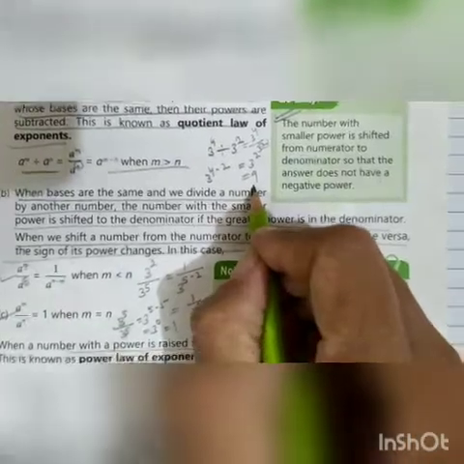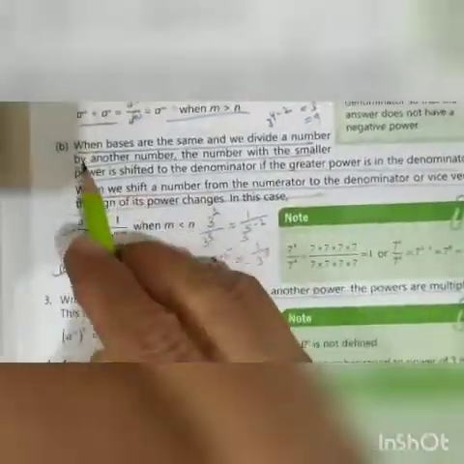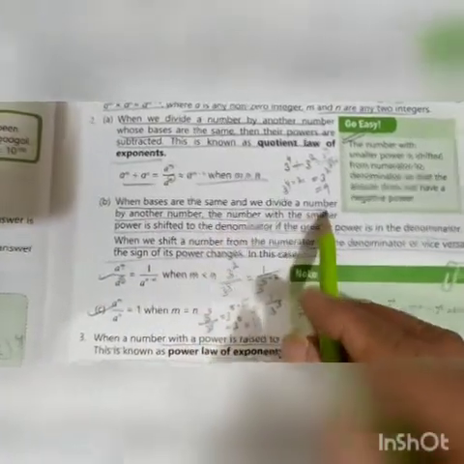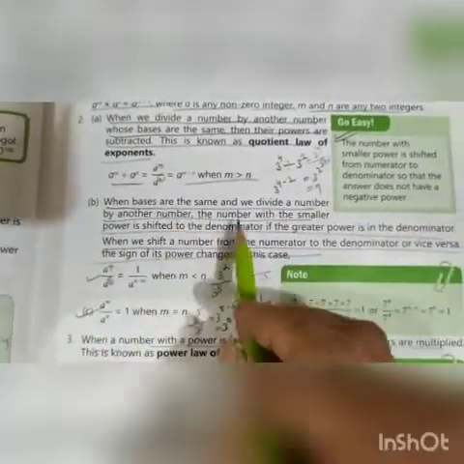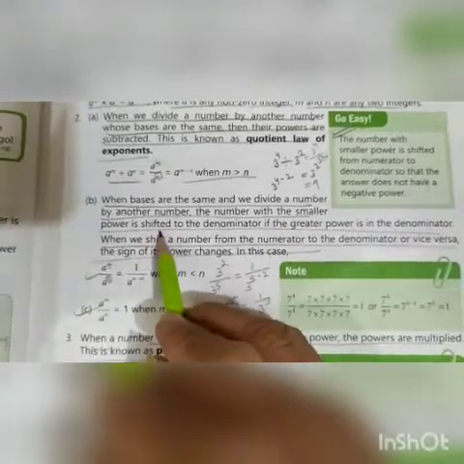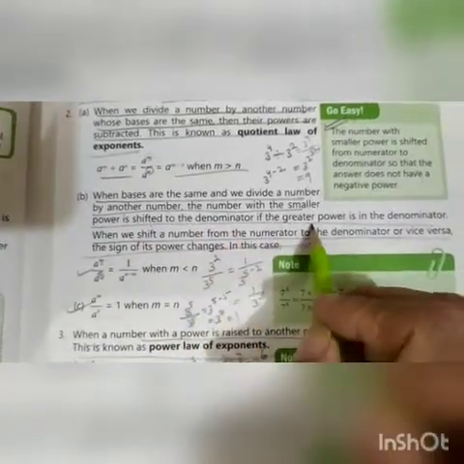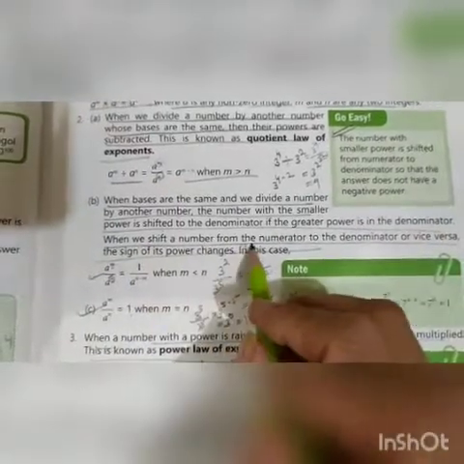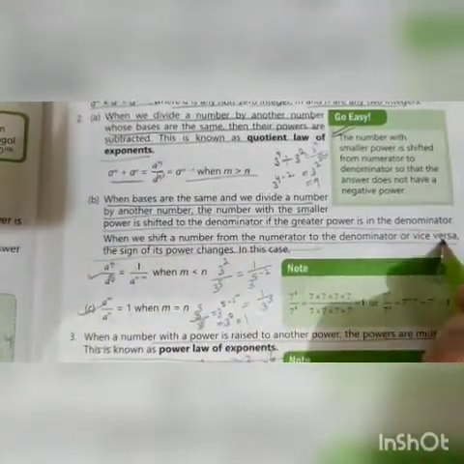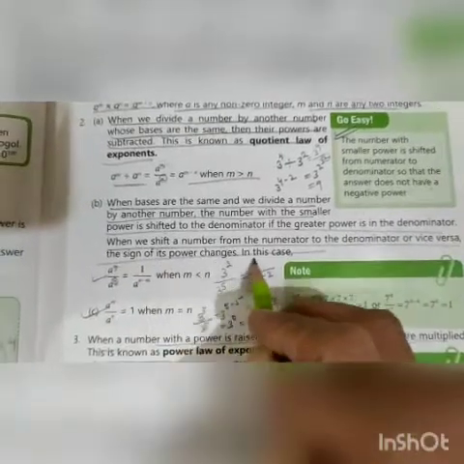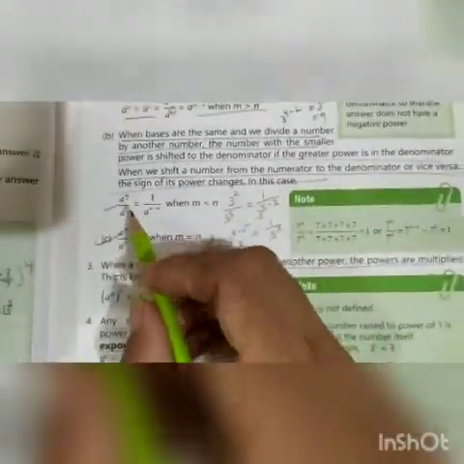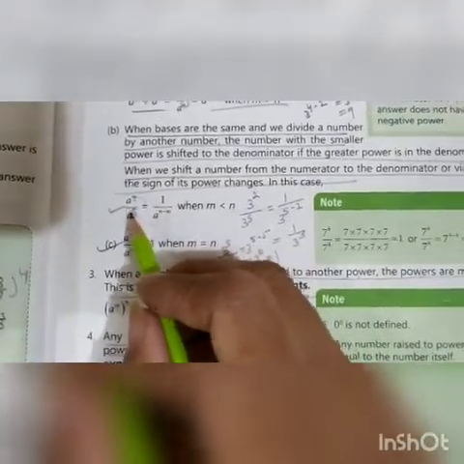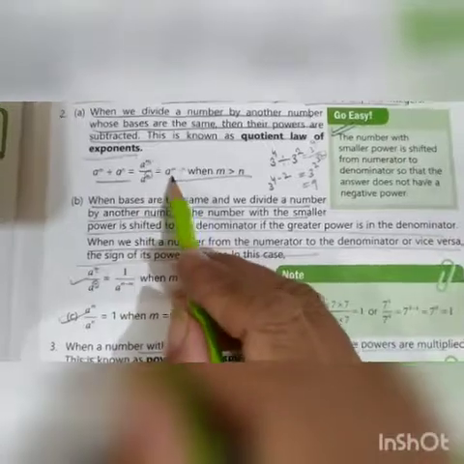Clear? Now B part. When bases are the same and we divide a number by another number, the number with the smaller power is shifted to the denominator if the greater power is in the denominator. When we shift a number from the numerator to the denominator or vice versa, the sign of its power changes. In this case, suppose student, this is a power m upon a power n. If m is greater, then we will write in this form.